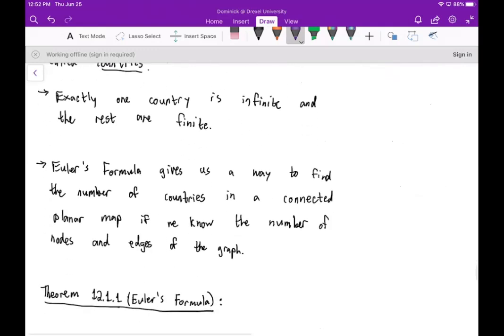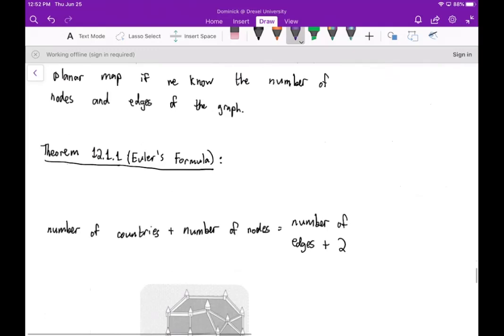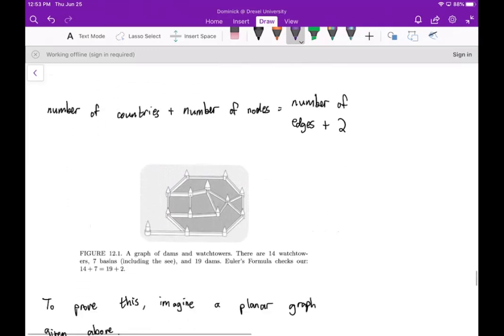Now, Euler's formula gives us a way to find the number of countries in a connected planar map if we know the number of nodes and edges of that graph. Okay, so Euler's formula says that the number of countries plus the number of nodes is the number of edges plus 2. Right? We're going to sort of see how this comes about.